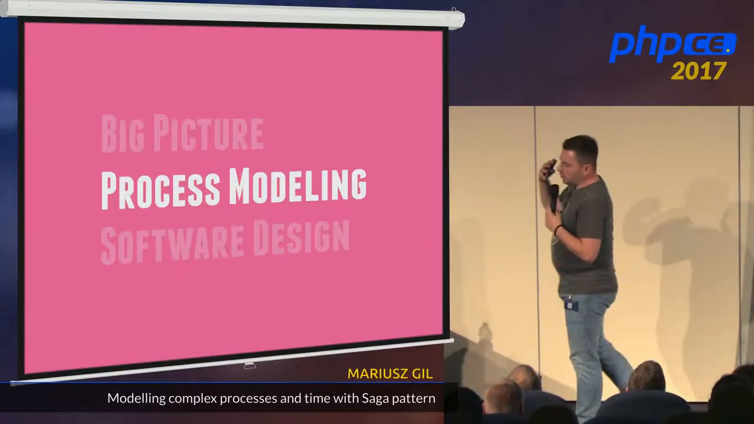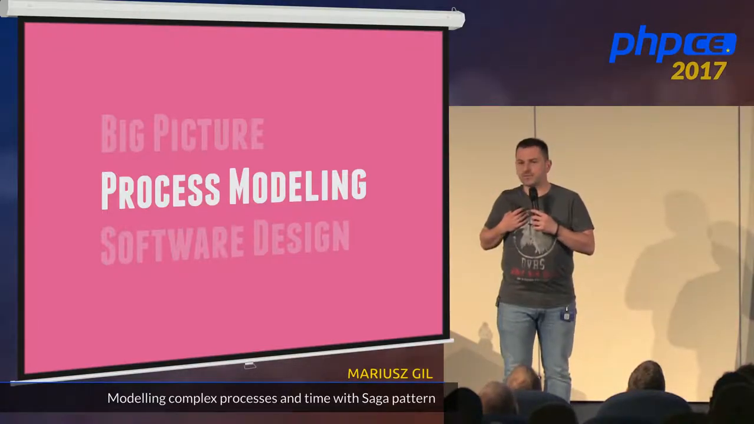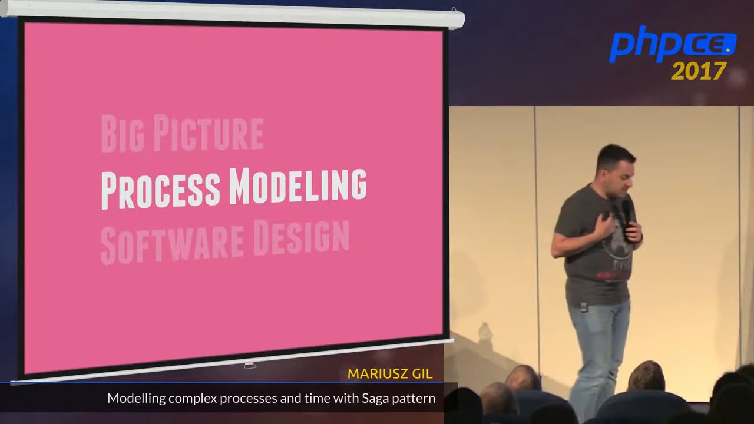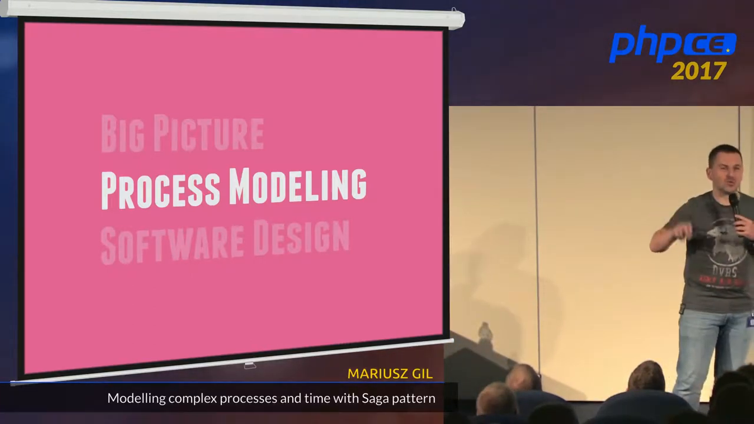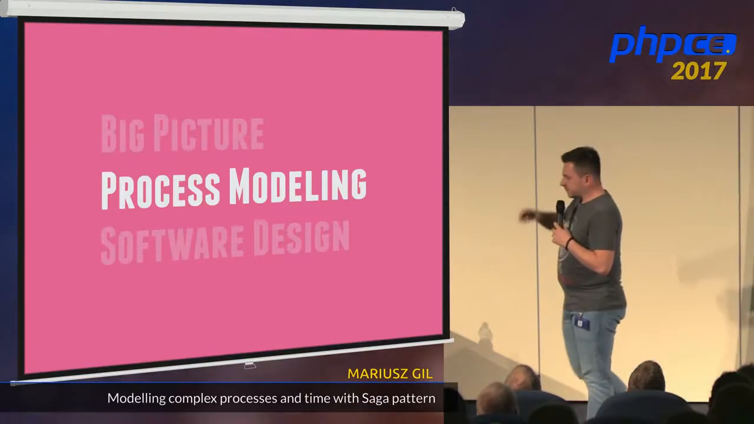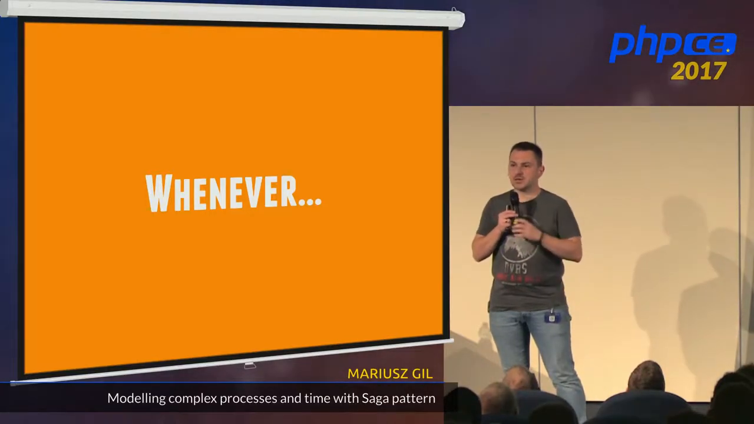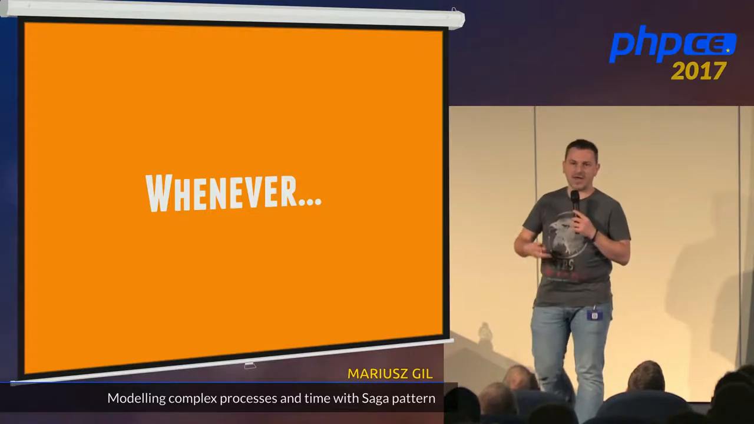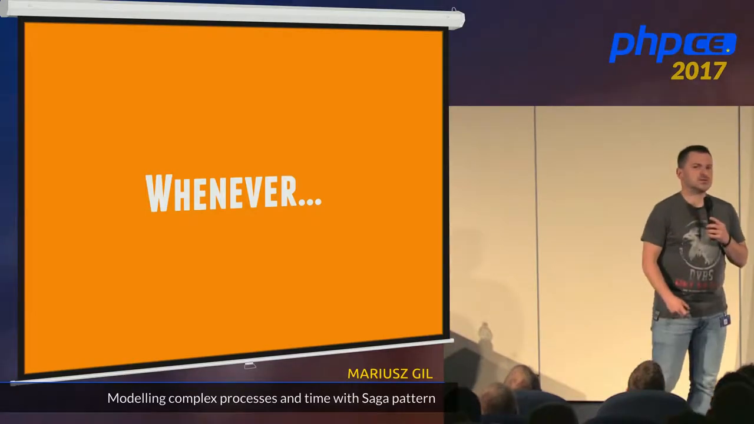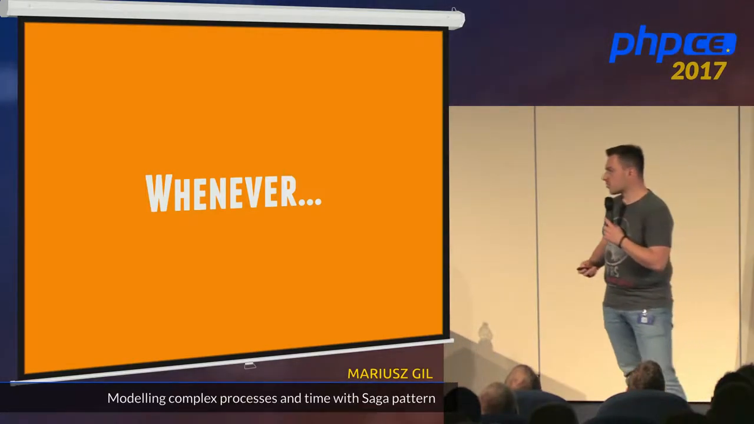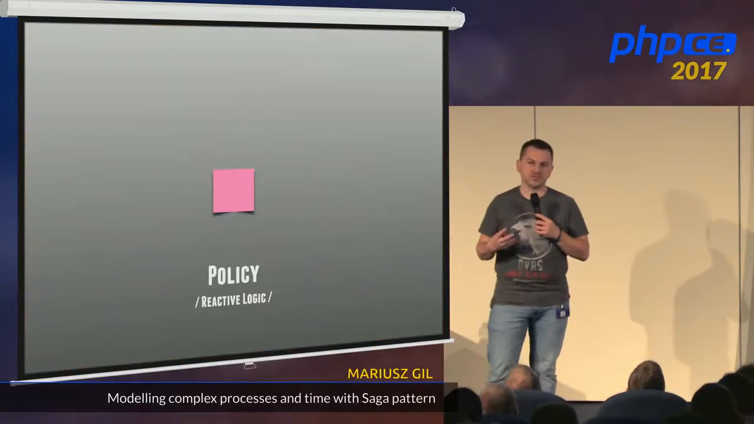And if you are modeling your system, no matter what kind of technology you're using for modeling, which for me is event storming, sometimes you can identify some "whenever" words. If this reservation was canceled 24 hours before the travel, then something else happens. And it usually means that in our software, we should put some reactive logic like policies. Our system should behave differently under some conditions.